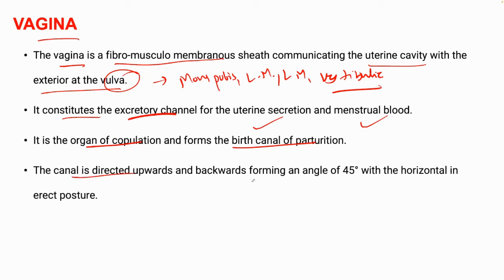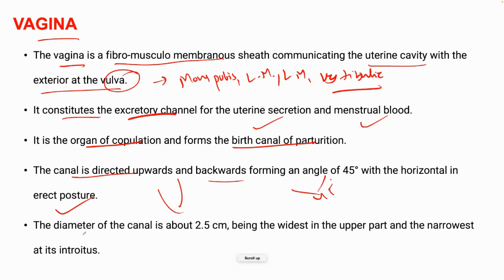The canal is directed upward and backward, forming an angle of 45 degrees with the horizontal in the erect posture. Clear? The diameter of the birth canal is about 2.5 cm, being widest in the upper part and narrow at its introitus. So when the birth canal starts, here it will be bigger, and as you go down it will be narrower. On the upper portion it will be wider.